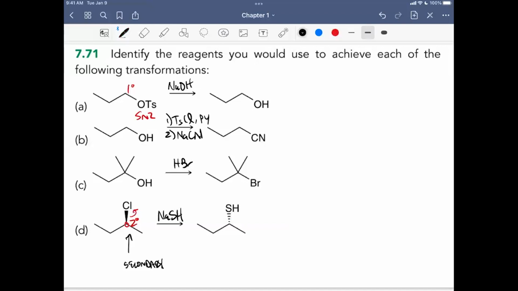If we were dealing with a reactant, let's say we used NaOMe, then this OMe that you would have right there would be the minor product, because this is a secondary carbon you're dealing with. But we can just write NaSH for this one.